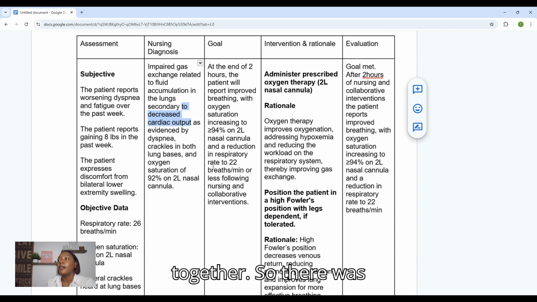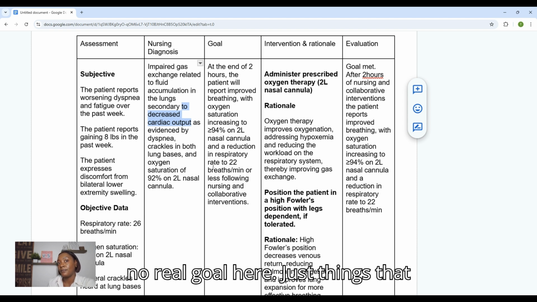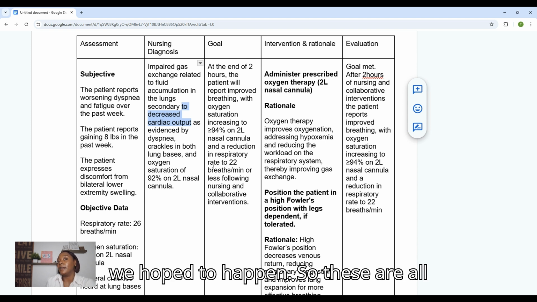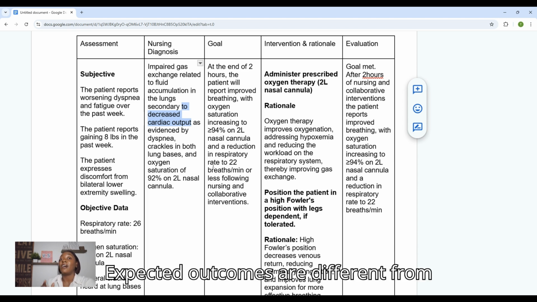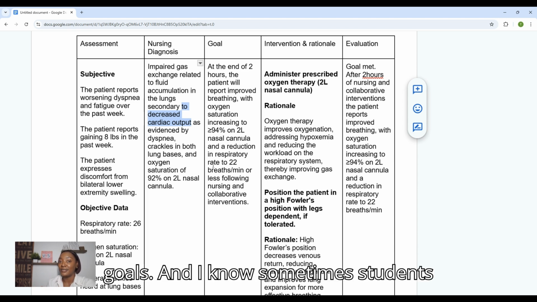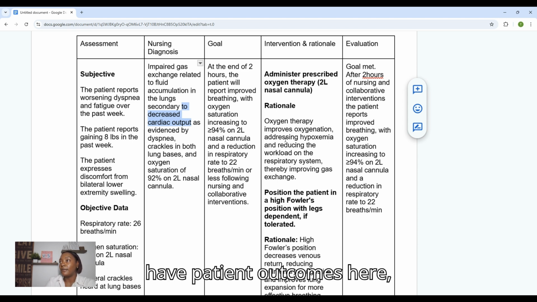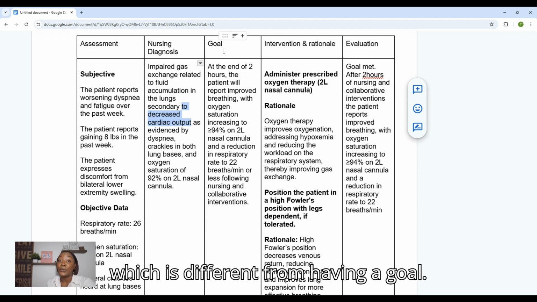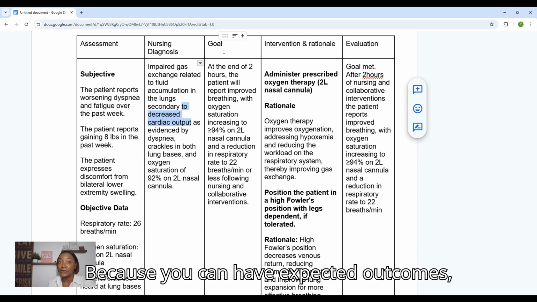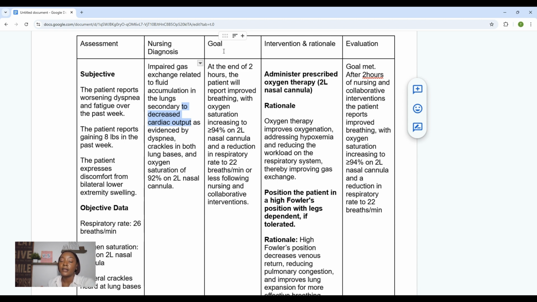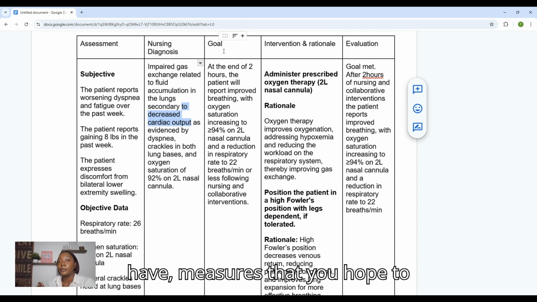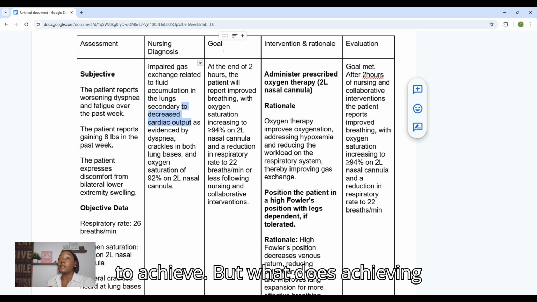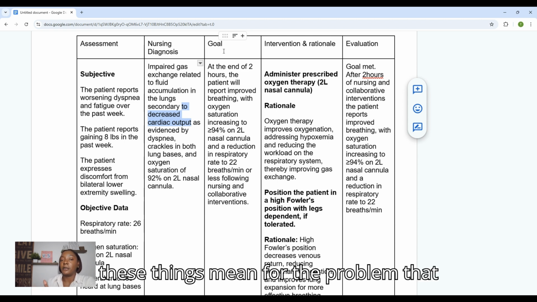So there was no real goal here, just things that we hope to happen. So these were all expected outcomes. Expected outcomes are different from goals. And I know sometimes students have patient outcomes here, which is different from having a goal, because it can have expected outcomes, which are part of a goal statement, which are just things that you hope to have, measures that you hope to achieve. But what does achieving these things mean for the problem that you're trying to address?